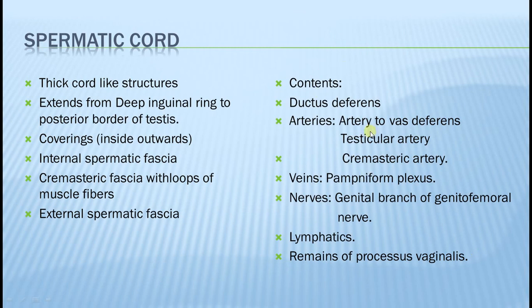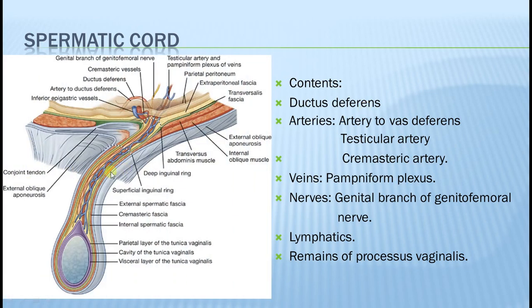Contents of the spermatic cord: mainly the vas deferens, which is called the ductus deferens. So mainly you have the ductus deferens, then the artery to the ductus deferens, along with the cremasteric artery and testicular artery, surrounded by the pampiniform plexus of veins. The nerve is the genital branch of the genitofemoral nerve, which supplies the cremasteric muscle. Then you have lymphatics and sometimes remains of the processus vaginalis, which is the peritoneal fold which has descended.